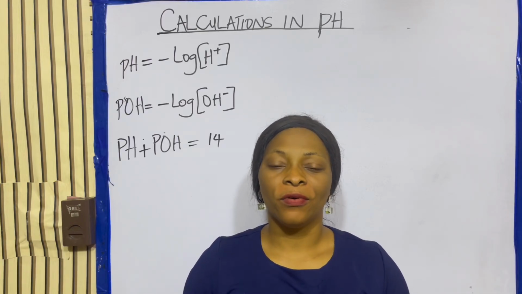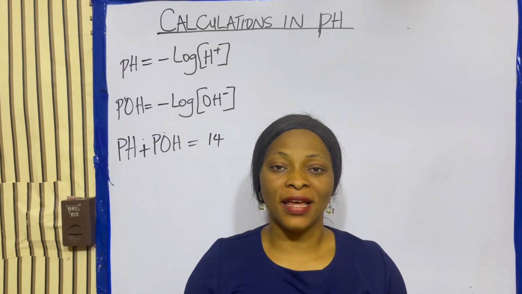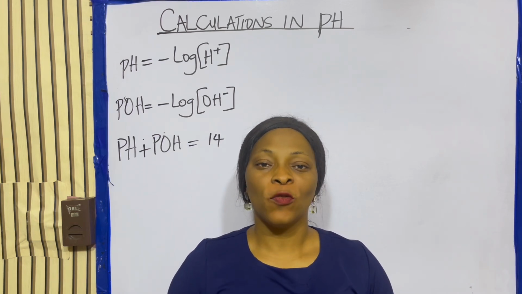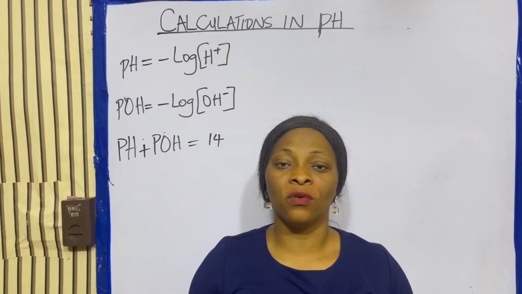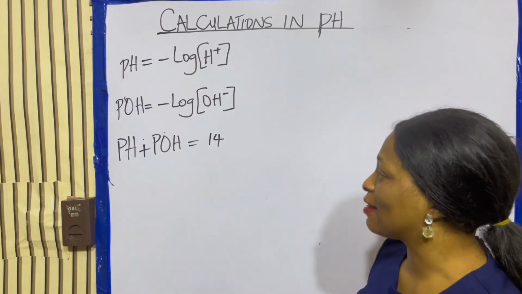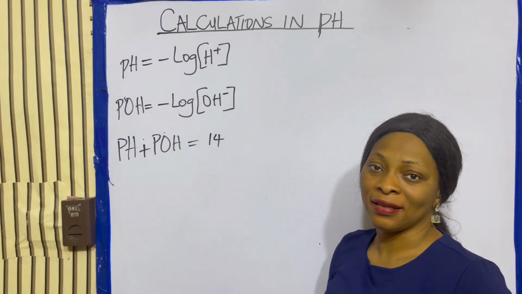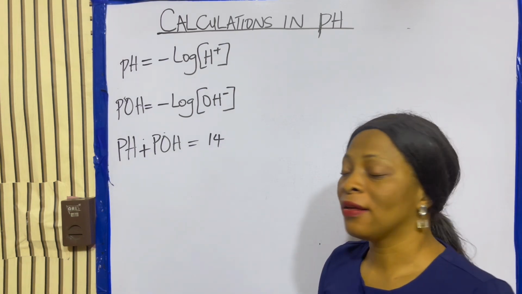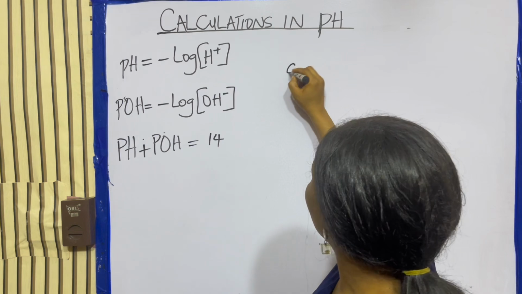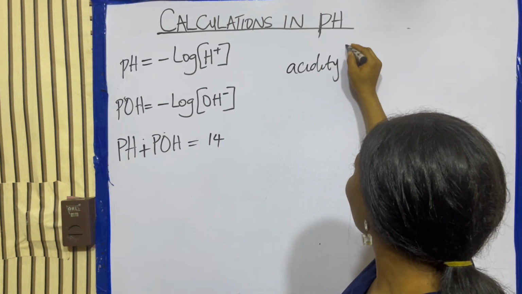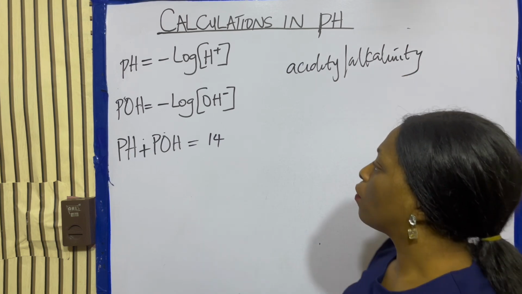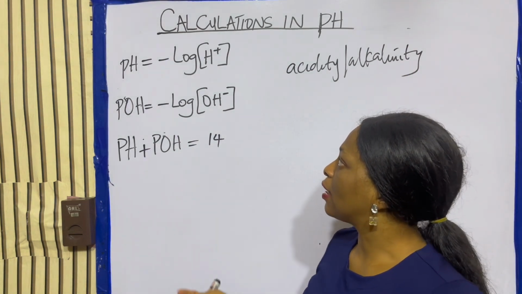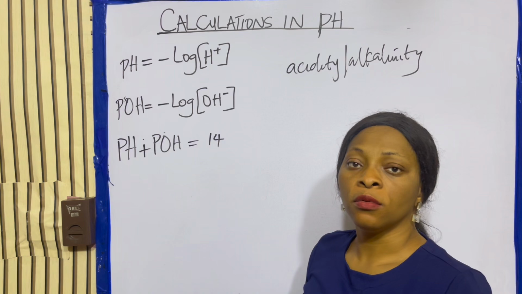In this video, I'll be teaching us how to calculate pH of a solution. We know that the pH of a solution simply refers to the degree of acidity or alkalinity. The degree of acidity or alkalinity, that is what we refer to as what? pH. So in this video, we'll be looking at different questions on pH.